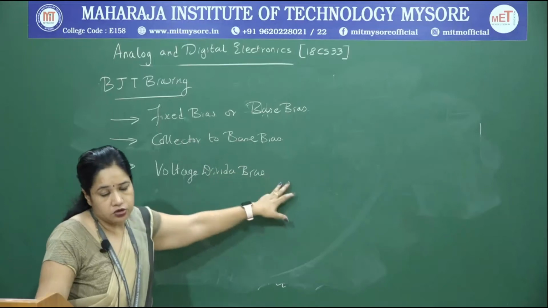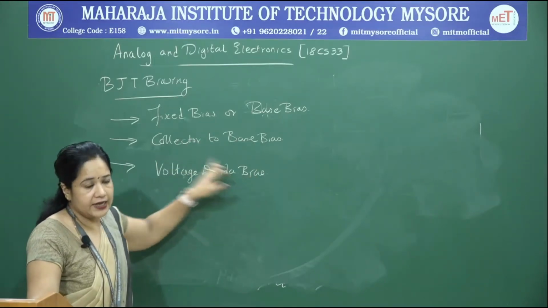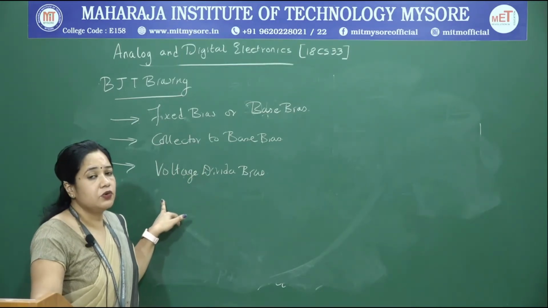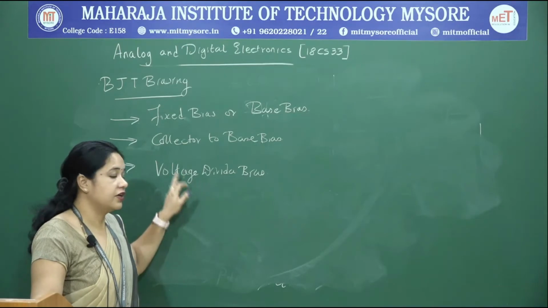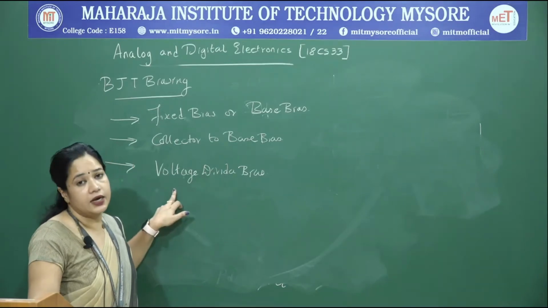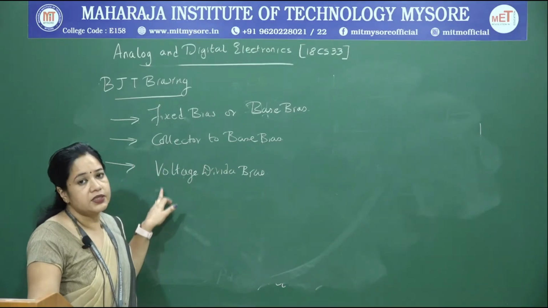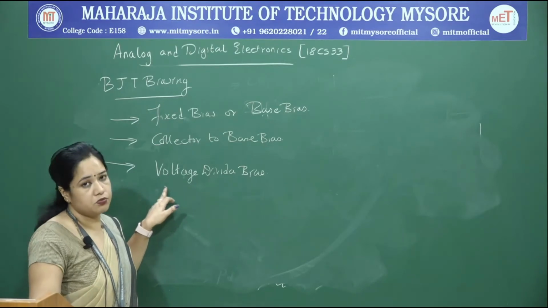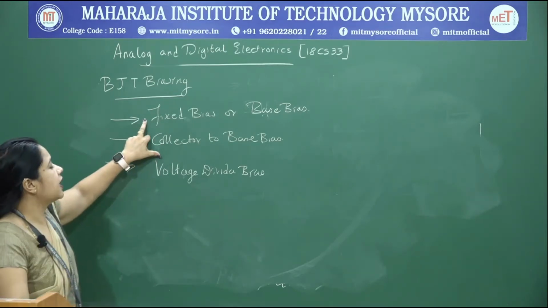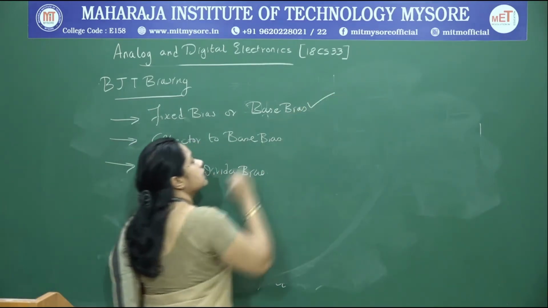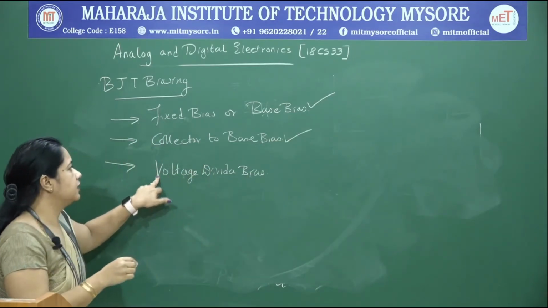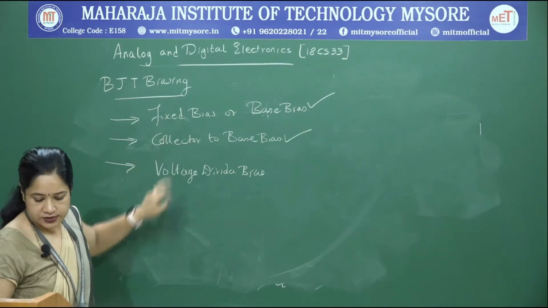We will draw the collector to base bias circuit, do the analysis and discuss its limitations, and then we will take up voltage divider bias and see what a voltage divider bias is and how they are different. There are 2 methods of analyzing voltage divider bias, that is the approximate method and the accurate method. We will discuss both the methods and work out a few problems on voltage divider bias as well. In today's class we will discuss what the fixed bias or base bias circuit is and what the collector to base bias circuit is, and try to work out a few problems on this.